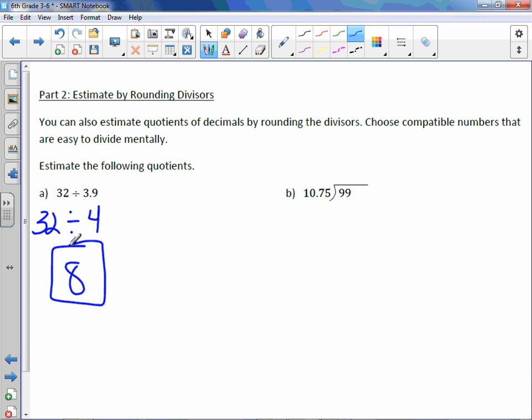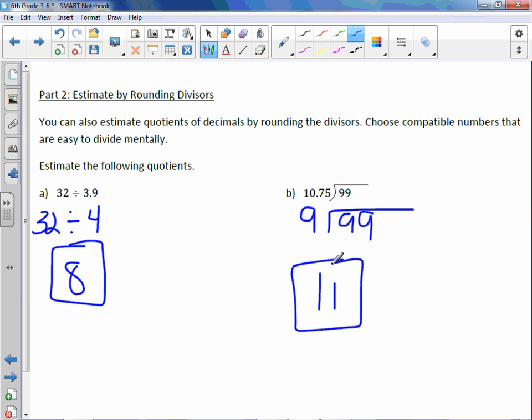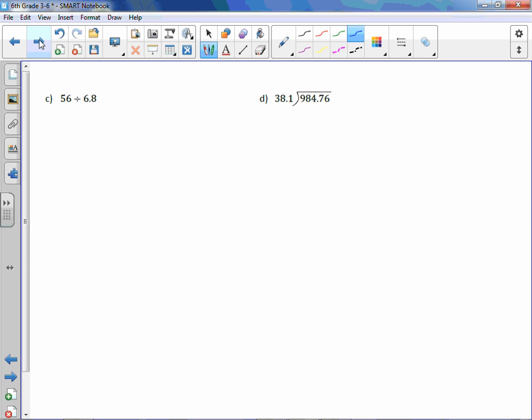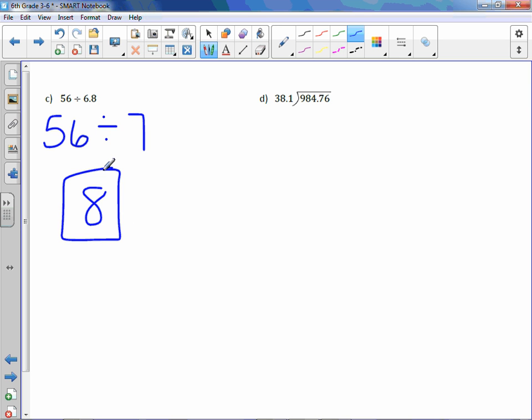Letter B, 99 divided by 10.75. 10.75 is closest to the factor 9 of 99. And 99 divided by 9 is 11. Letter C, 56 divided by 6.8. Think about your factors of 56 that are close to 6.8. And that number would be 7. 56 divided by 7 is 8.